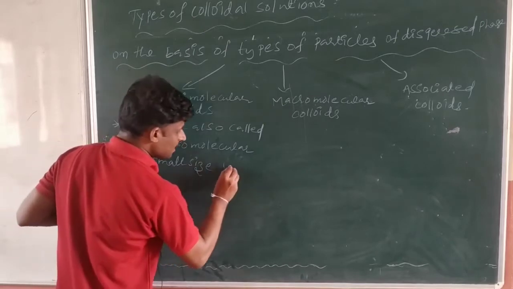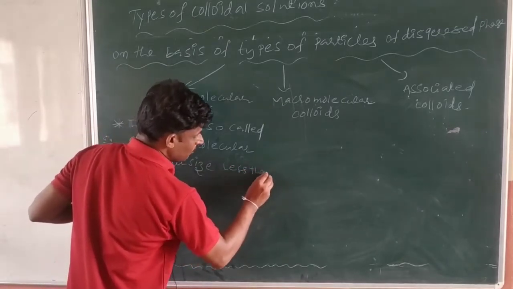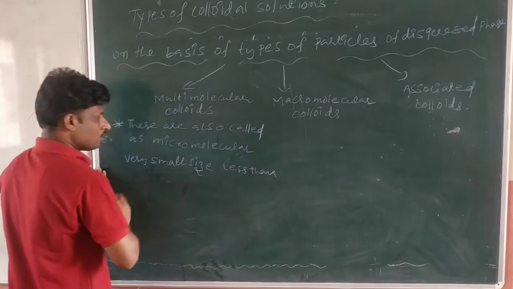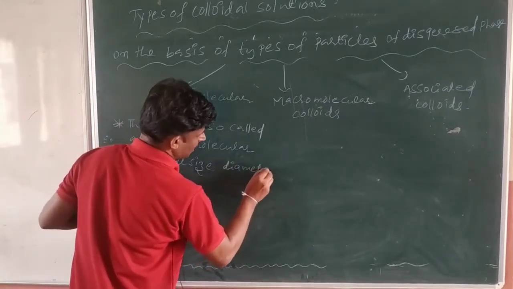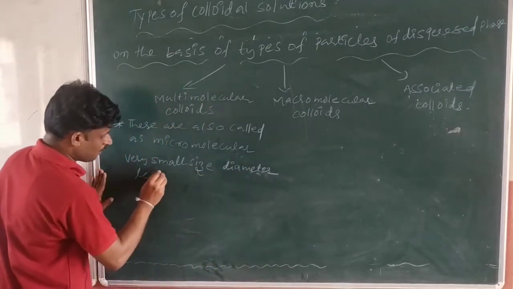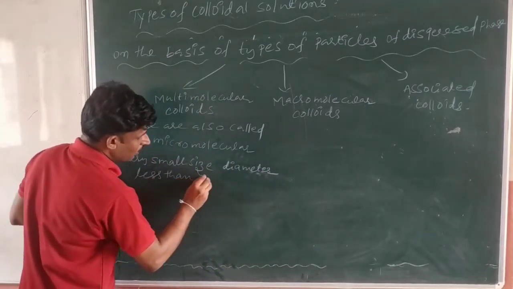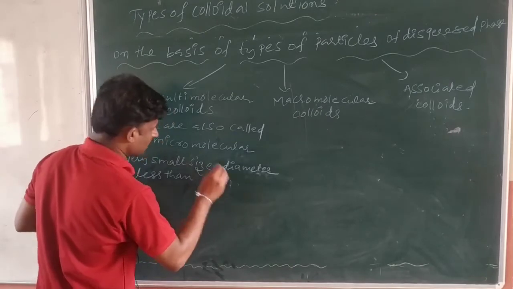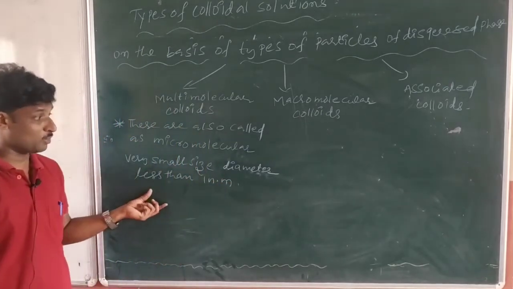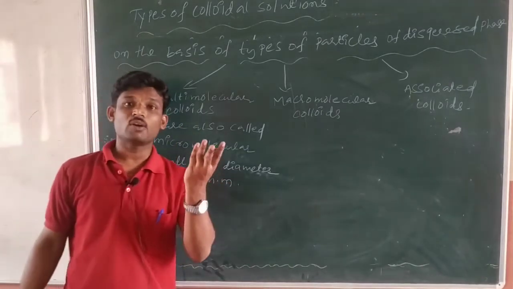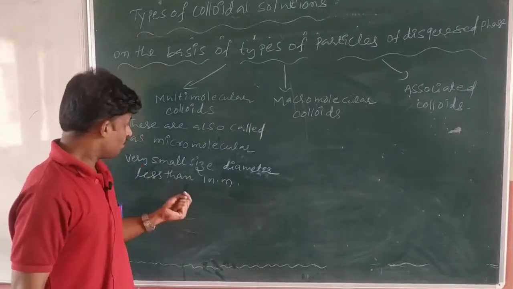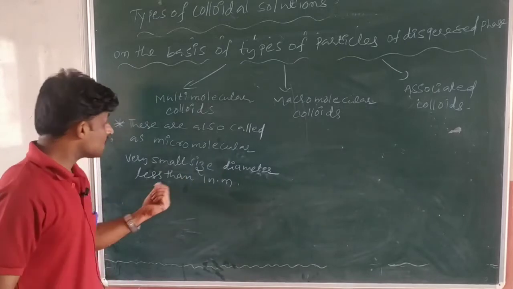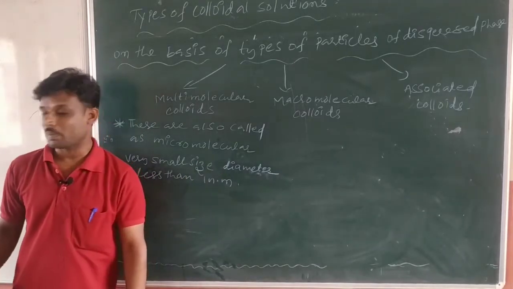Diameter less than 1 nanometer. The particles have a diameter less than 1 nanometer, but the size of the colloidal particles is 1 nanometer to 100 nanometer. The size of the particles is 1 to 100 nanometer, but the diameter of the individual atoms or molecules is less than 1 nanometer. Are you getting my point?